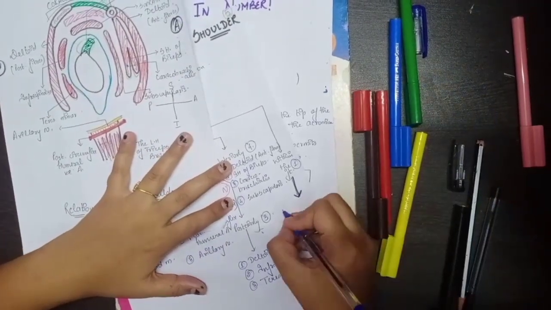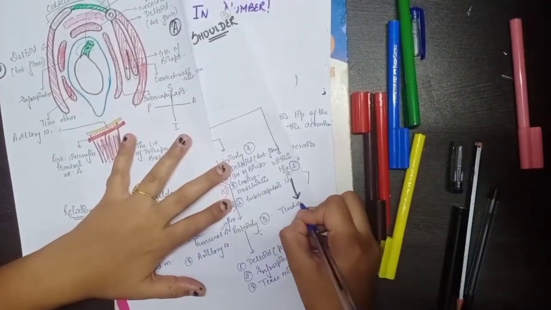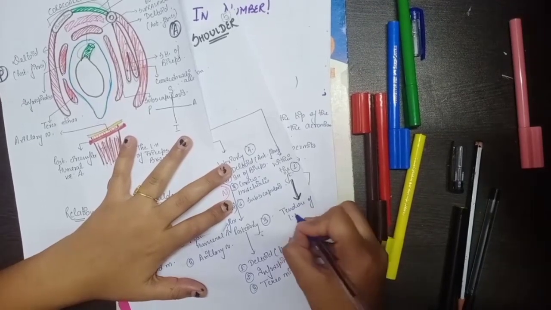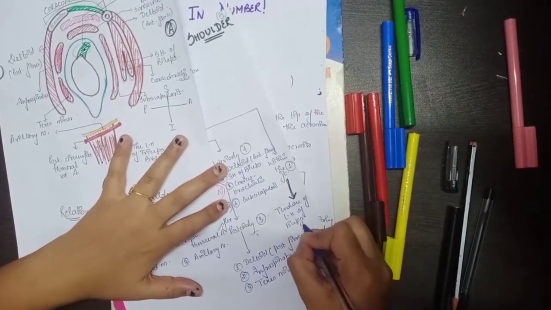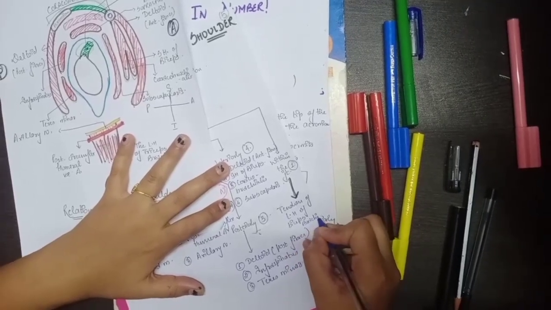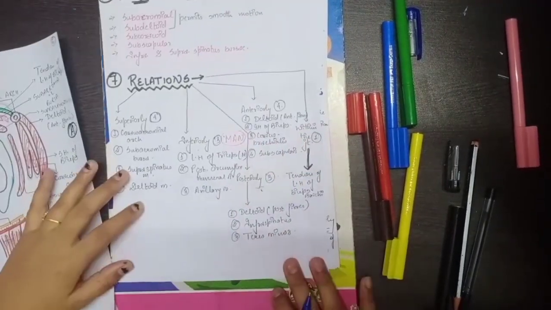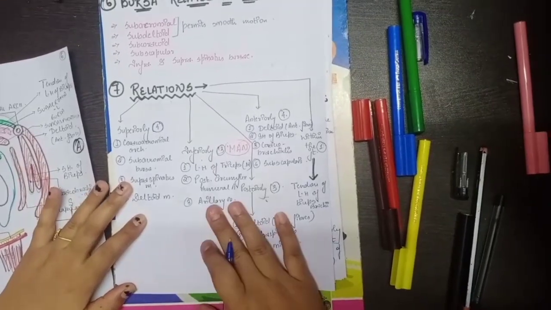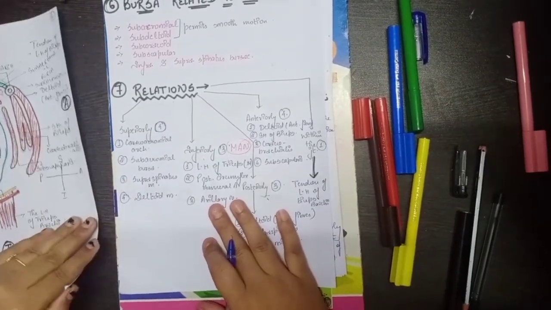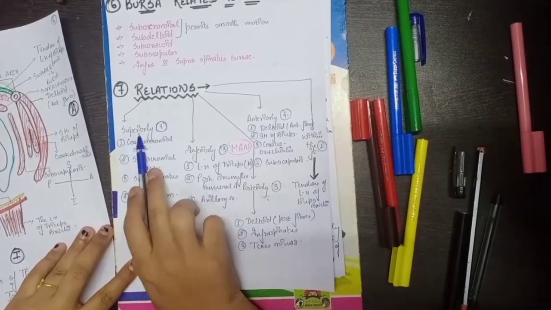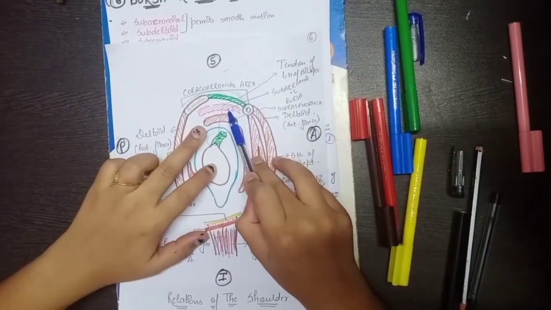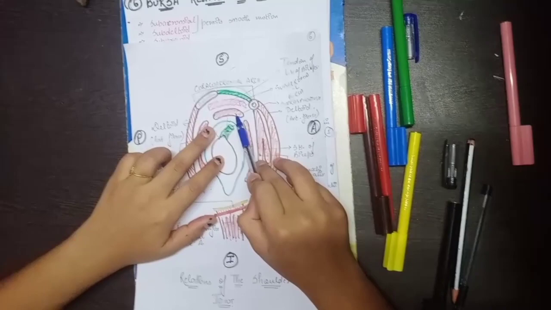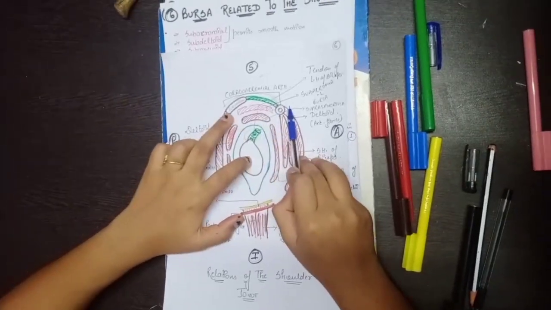We'll write it here. Tendon of long head of biceps brachii. Okay. Just have a look. This is the thing. Now, relation is done. Superiorly, we have coracoacromial arch, we have the subacromial bursa, then we have supraspinatus muscle, and then deltoid muscles.